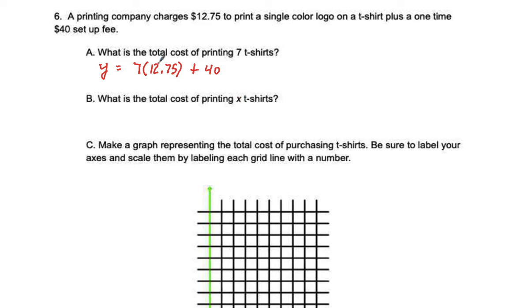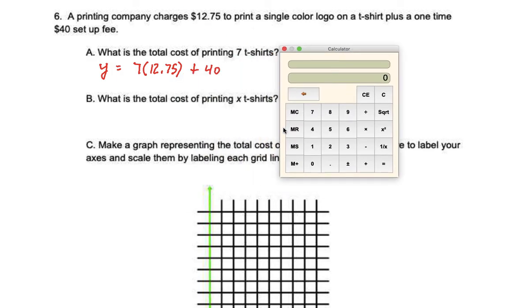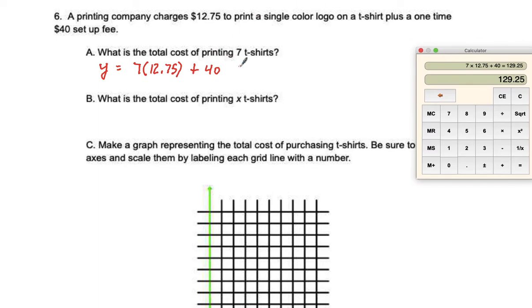So all we would have to do then is figure out the numbers. So 7 times 12.75 plus 40. So $129.25.